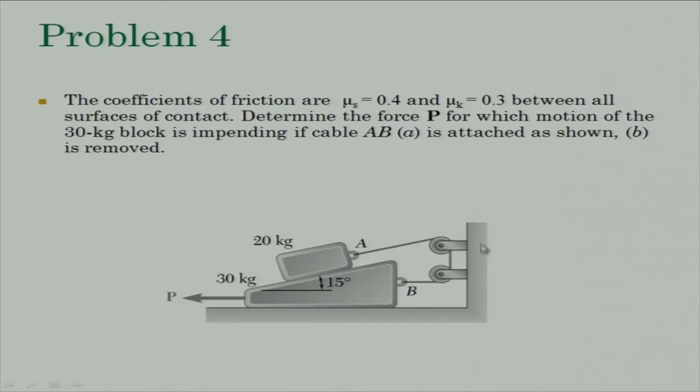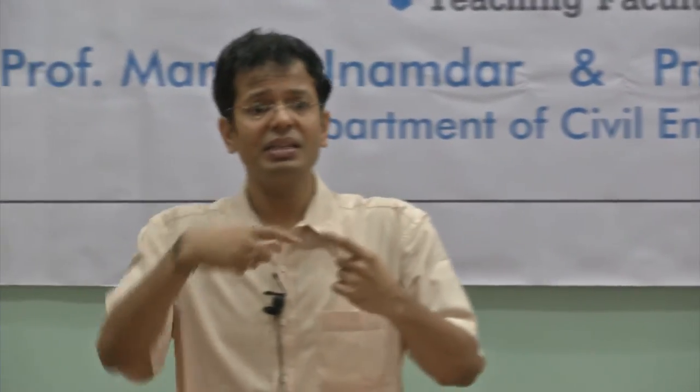That this string is of constant length. When you pull this block to this side, there is extra string that is pulled from the top. So block A will move up, block B will move sideways. So what is happening is that impending motion of block A is immediately causing impending motion of block B.